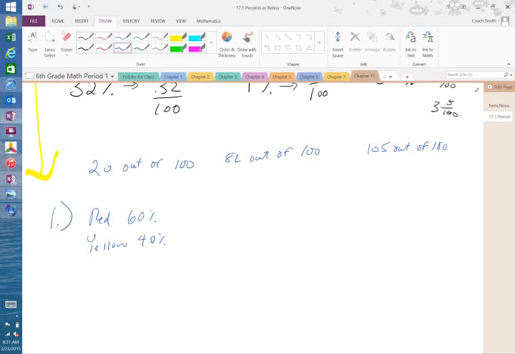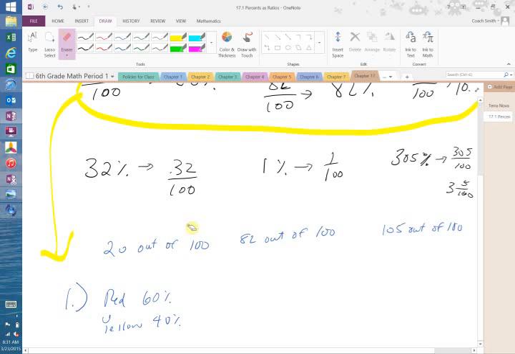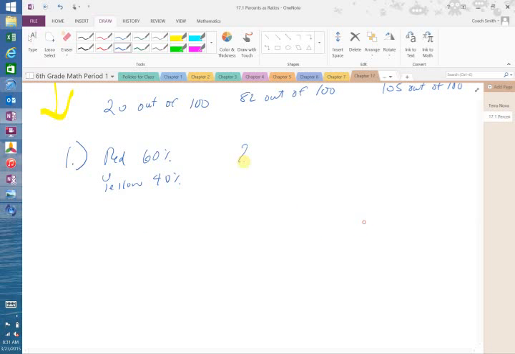Well, how many are colored red? What percent are colored red? Isaiah? Yeah, 20%. So 2, whoa, got a little carried away with my screen there. Number 2, red is 20%. So yellow would have to be what? 80%. Okay.